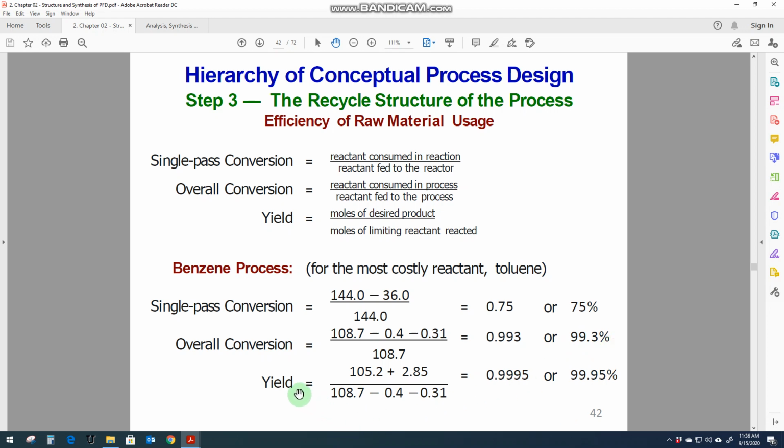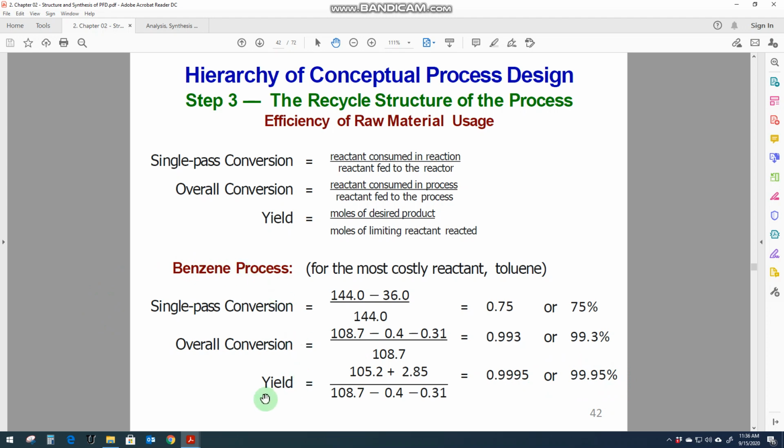Similarly, you can calculate the yield of the toluene. Now here, the desired product is benzene in stream number 15. Okay, so benzene in stream number 15 plus benzene in stream number 16, which is going into the vent. So this is the total production of benzene, divided by the toluene that we fed into the system minus toluene that is going with the benzene, and then how much of the toluene is wasted into the fuel gas. So in this one the yield comes out to be 99.95%.